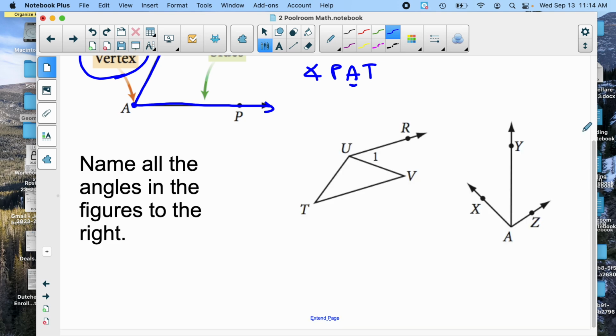So what I'd like you to do is take a look at some of these here. And let's name all the angles in the figure to the right. Why don't you give it a shot, and I'll wait here for a sec.